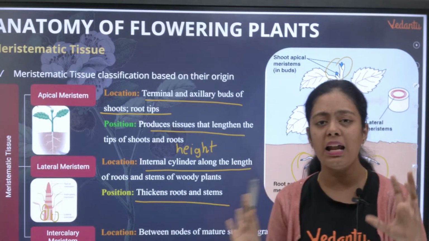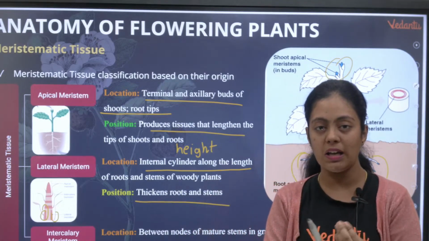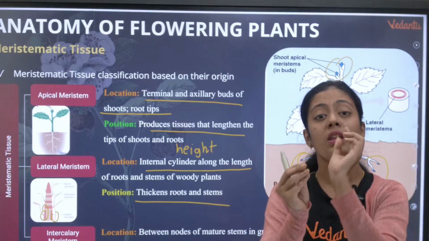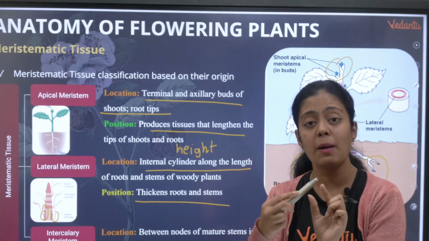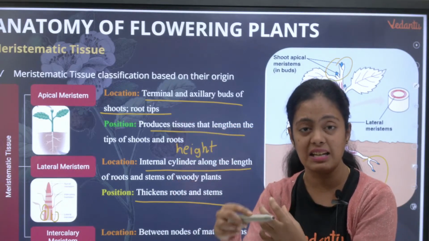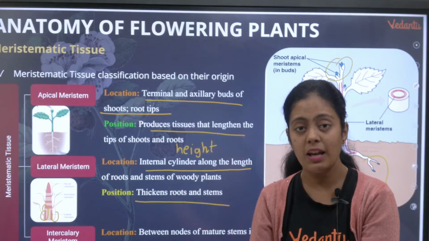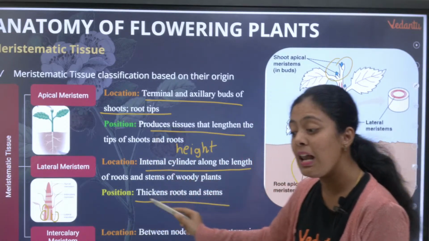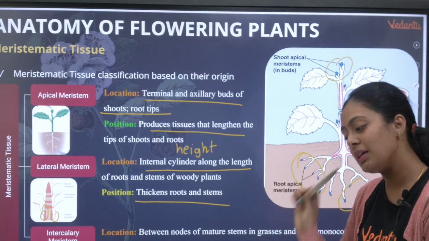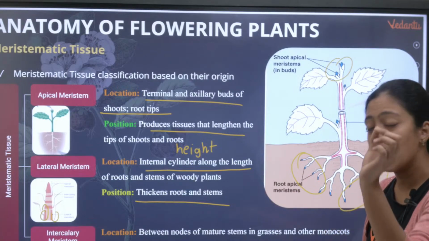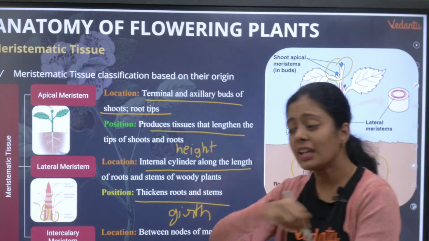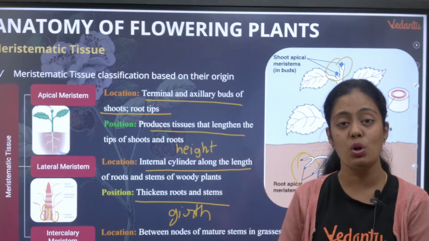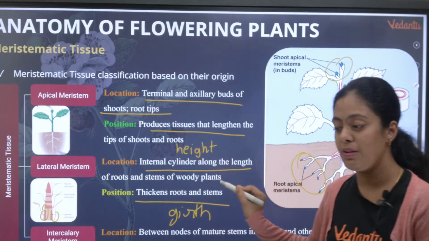Okay, let me give a simple example. You plant a sapling, correct? So initially what happens? The root and the stem will be green in color, correct? Then later on what will happen? The stem will increase in its thickness. It will become woody, right? So that process is helped by your lateral meristem. Did you understand? So lateral meristem will increase the girth. What is girth? The diameter of the stem or root is increased by your lateral meristem.